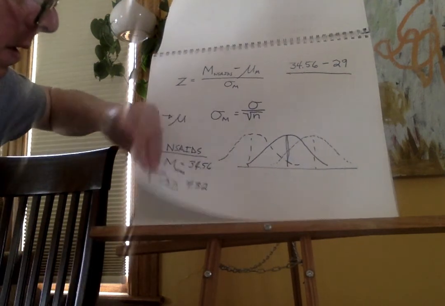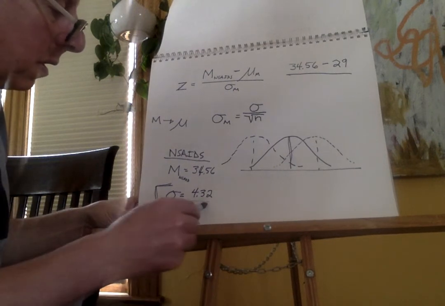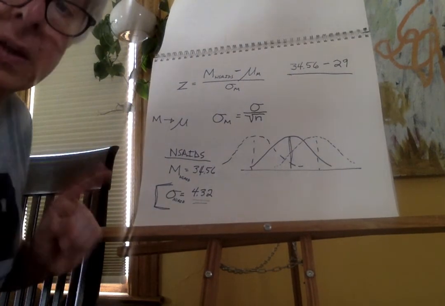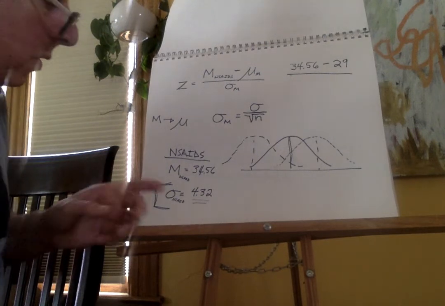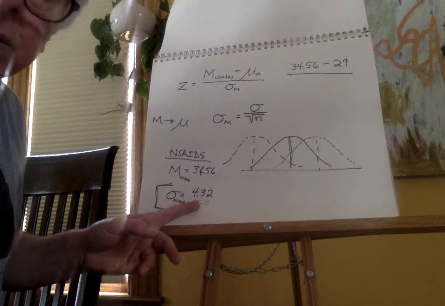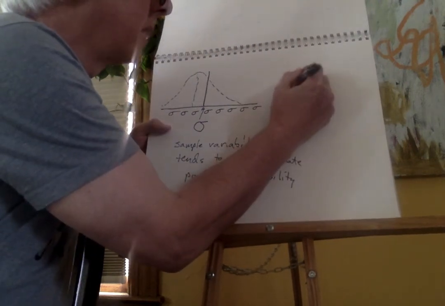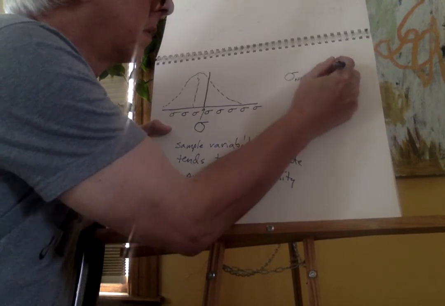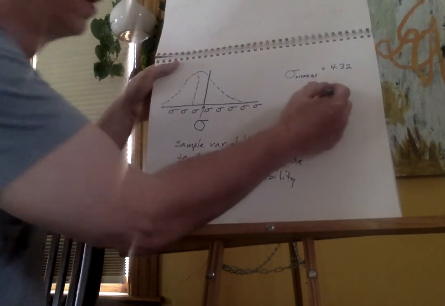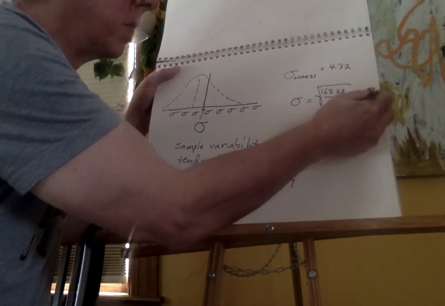Okay, take your time. But since we know this, we assume that this value underestimates the population variability. So I would assume that the real population variability is a little bit higher than 4.32. Remember, this is from my NSAIDs sample. We got that 4.32 because we took the sum of squares, 168.22, divided by 9, and took the square root.